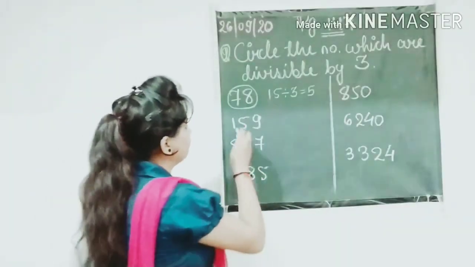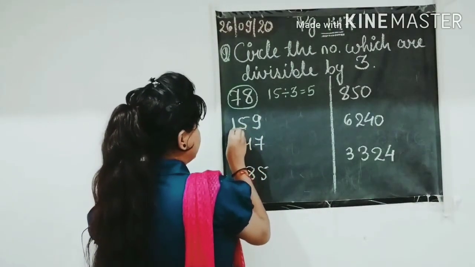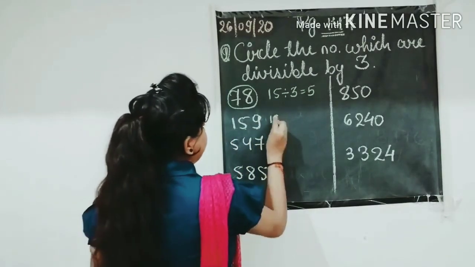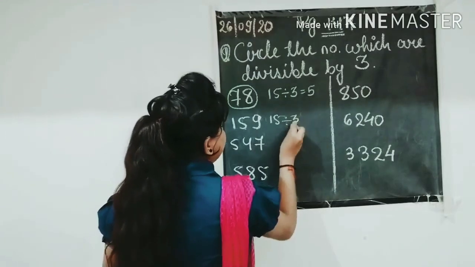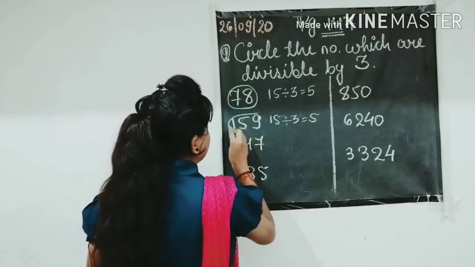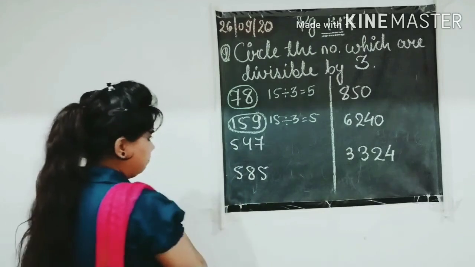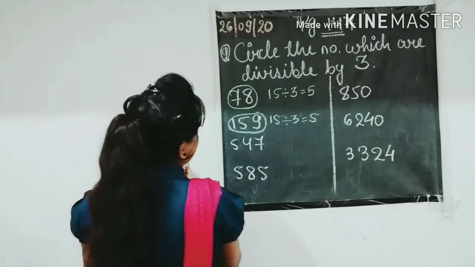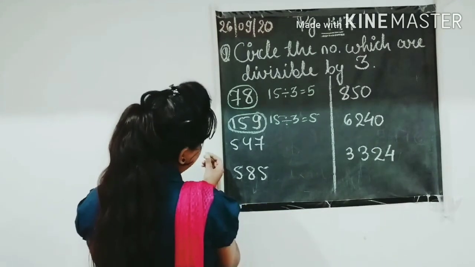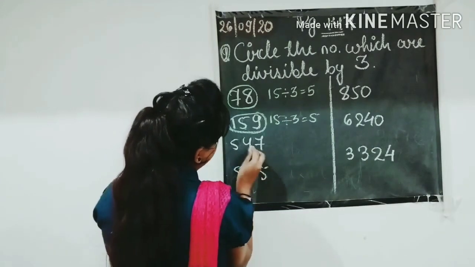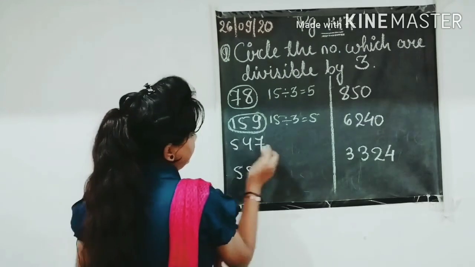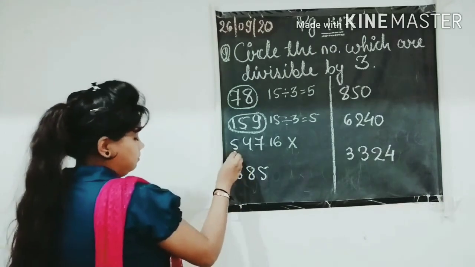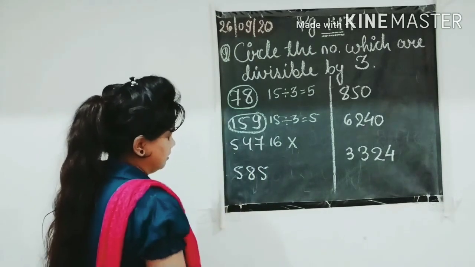The next number is 159. Add the digits. 5 plus 1 is 6. 6 plus 9 again 15. 15 is divisible by 3. That is 5 times. So circle this number also. Again check the next number. 547. Add the numbers. 7 plus 4 is 11. 11 plus 5 is 16. 16 is not divisible by 3. So we will not circle this number.